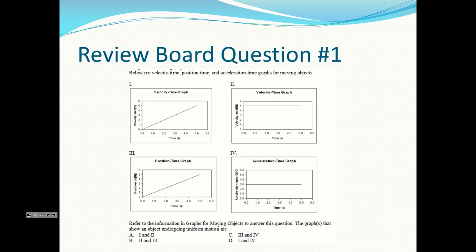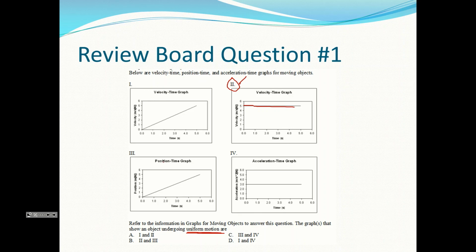So refer to the following motion graphs to answer the question. The graphs that show an object going uniform motion, so constant speed, are, well, we have velocity versus time graph and position, which is the same thing as distance versus time. So velocity, time, and then acceleration versus time. That's a little bit weird. Could be a constant speed. So they're going 5 meters per second the whole time. So this is good. That's going at constant speed.